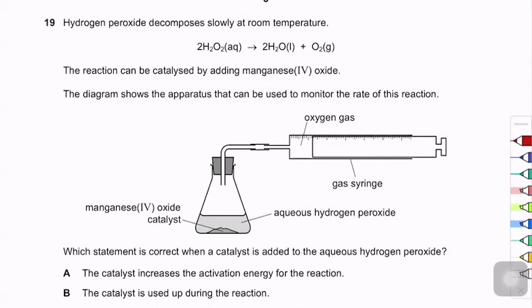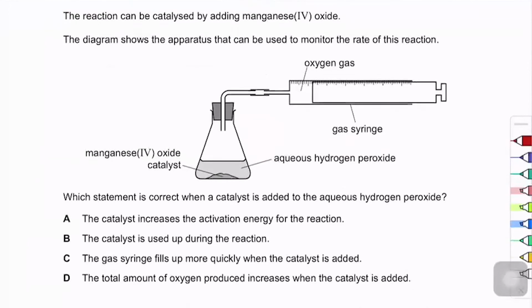The diagram shows the apparatus that can be used to monitor the rate of this reaction. Okay, so what are they doing? They are going to produce oxygen. They're going to collect it. Obviously, they're going to measure the volume collected per unit time or the change in mass per unit time.